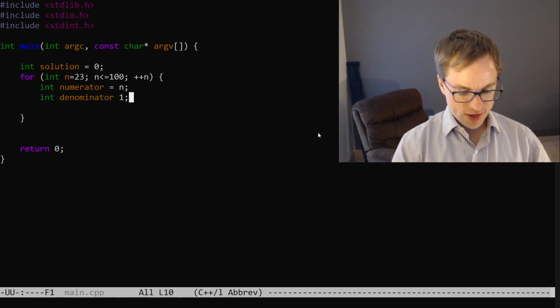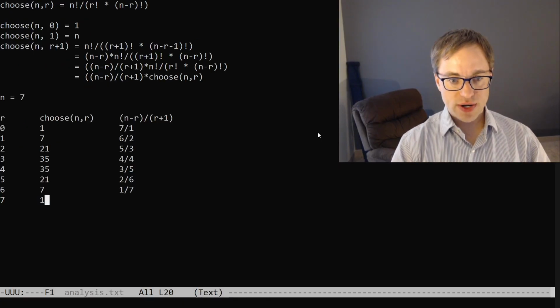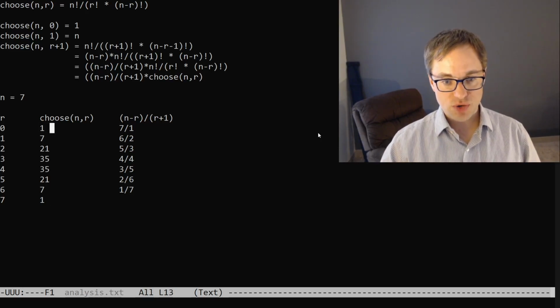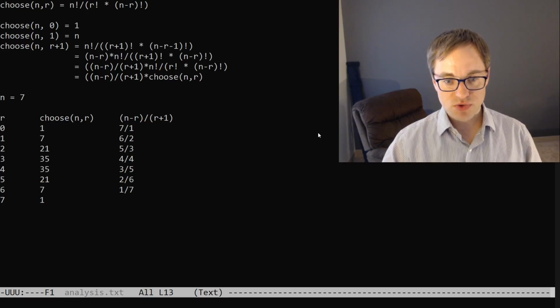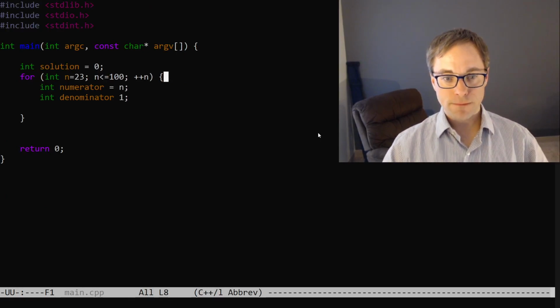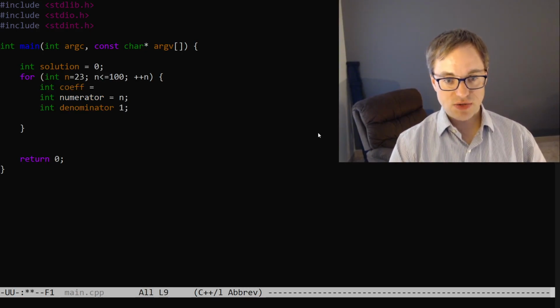Let's just do a quick sanity check on that, going back to our analysis. So yes, for the first iteration, the numerator is going to start off at n, as you can see, and the denominator is going to start off at 1. Okay, we'll also want to say int coef, our coefficient, is going to start off at 1.